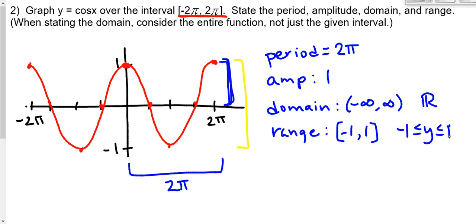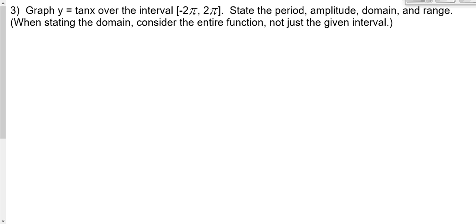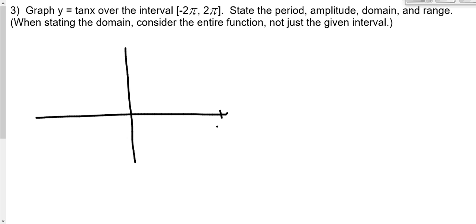Okay, let's move on to number 3. We're going to do the same thing for the tangent graph. Go ahead and pause if you want to practice it yourself, and then resume. So for the tangent graph, we are still going from negative 2 pi to 2 pi. Make a mark at pi. Also make a mark at pi over 2. You might want to label that one because pi over 2 is significant. That is where you have a vertical asymptote.